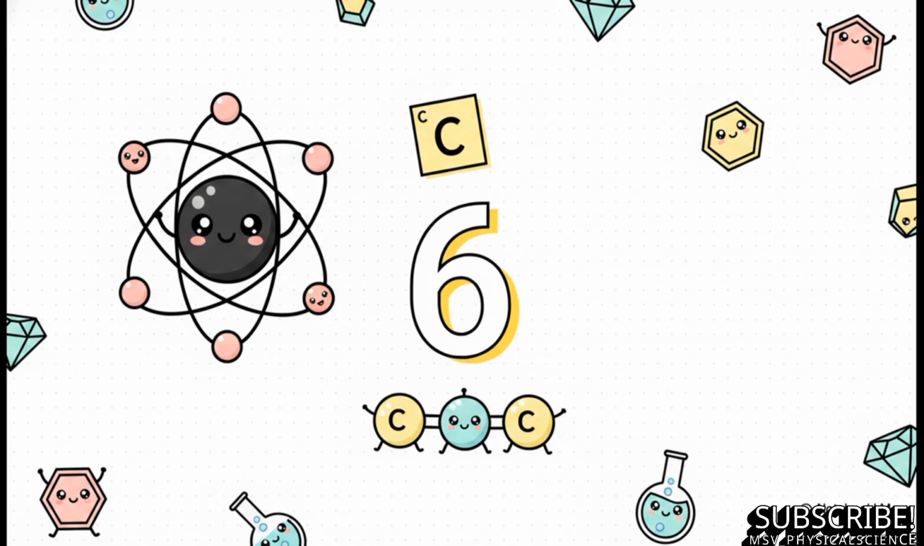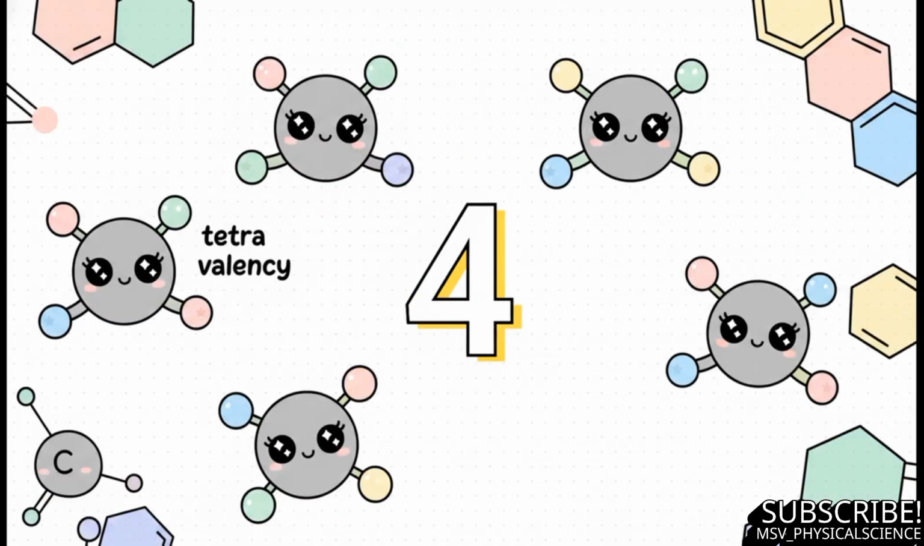That's carbon's atomic number. It tells us its fundamental identity and exactly where it lives on the periodic table. Basically, it means every single carbon atom has exactly 6 protons in its nucleus. But the real magic of carbon isn't just about the number 6. It's actually about what happens on the very outside of the atom. And that brings us to the number 4.